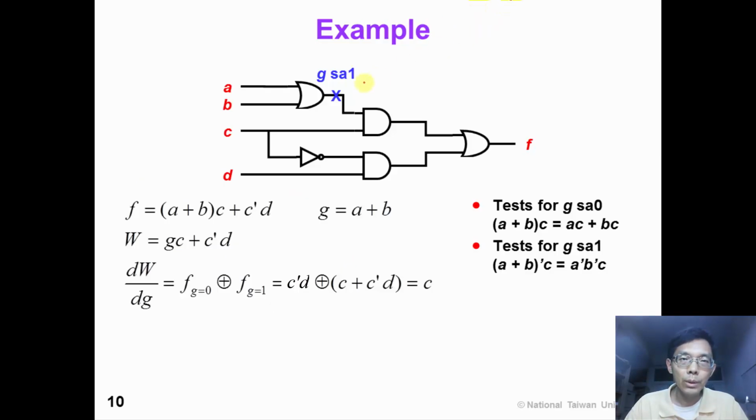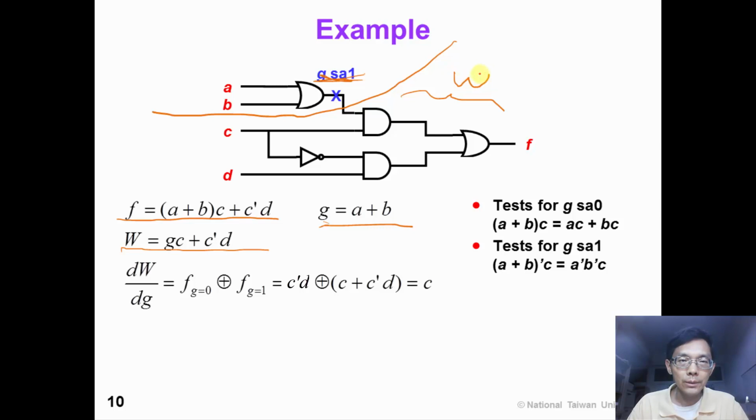Here is an example. Suppose we want to detect G stuck-at-1 at the internal input. We can decompose this function into two parts, where G is equal to A plus B and F is equal to (A plus B) times C plus C prime D. So W is equal to GC plus C prime D. Function W is defined here.